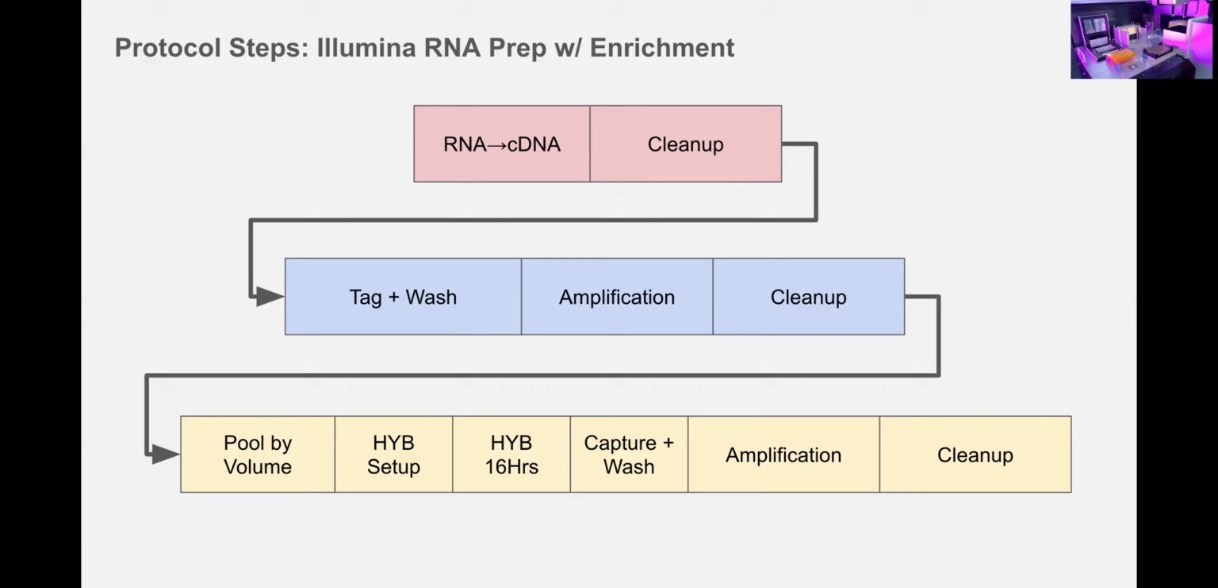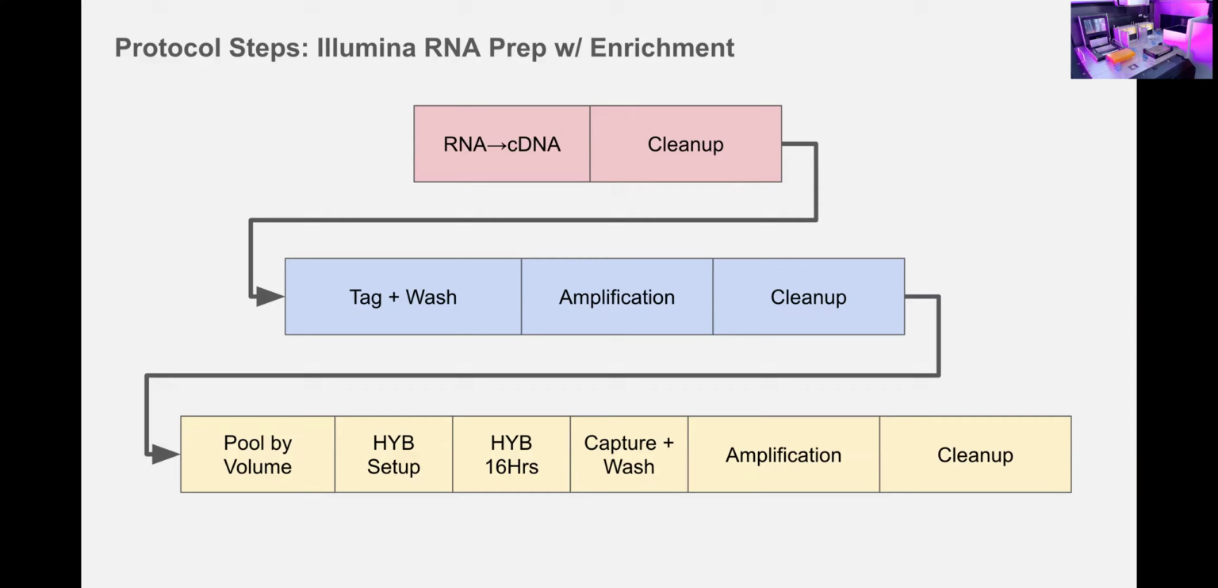In the first half, we're going to be starting with RNA, which is a lot more finicky, with much more sensitive inputs. And then in the last half, we're going to be doing an enrichment. So we're going to be fishing out the desired molecules that we actually want to sequence using an enrichment capture.